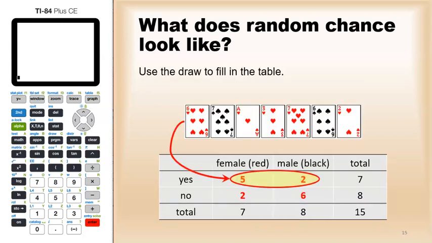Suppose, for instance, this is what I drew. You see I have 5 red cards, 2 black cards. So I fill out my red in terms of 5 red and 2 black. And then by subtracting from the overall totals down the columns, I can get my nos. So if there's 5 red yeses, there'd be 2 red nos. 2 black yeses, there'd be 6 black nos.